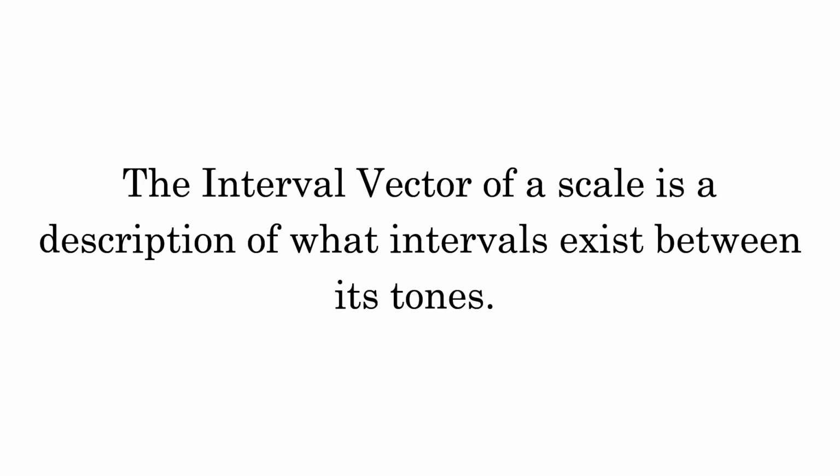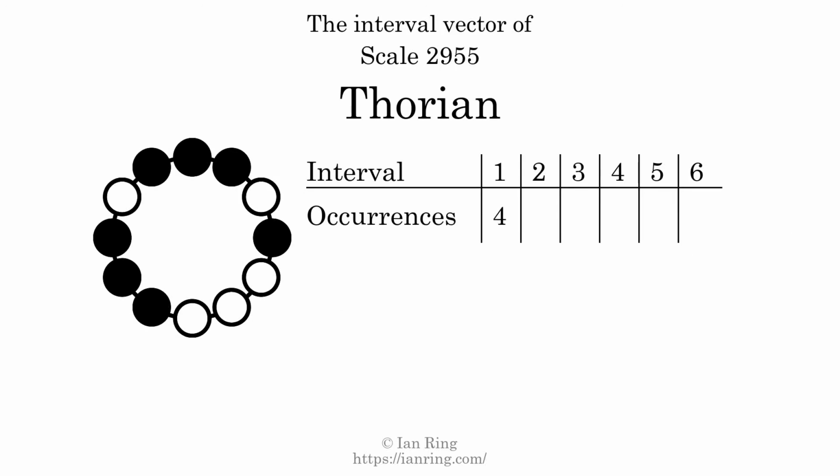The interval vector of a scale is a description of what intervals exist between its tones. There are 4 intervals with the size of 1 semitone. They are here, here, here, and here. There are 4 intervals with the size of 2 semitones. They are here, here, here, and here. There are 3 intervals with the size of 3 semitones. They are here, here, and here.